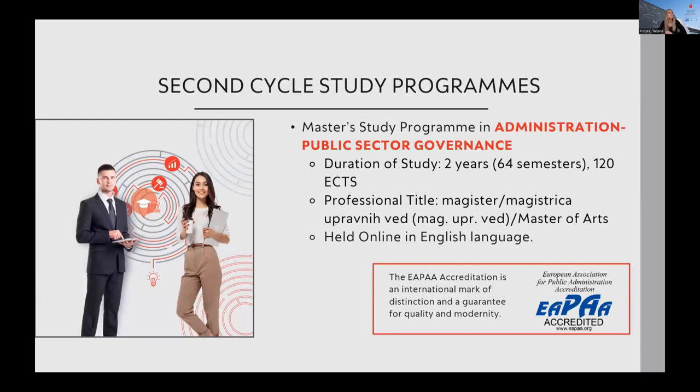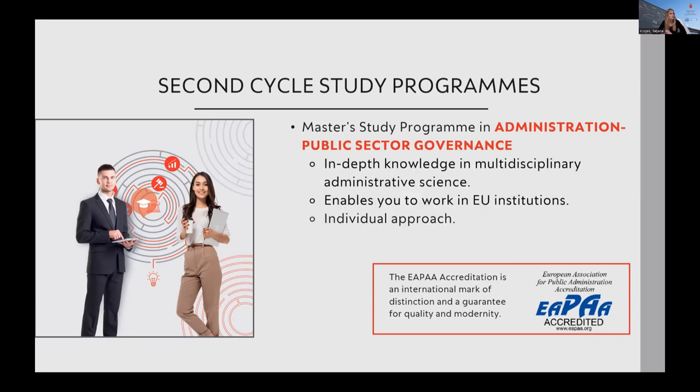And the second cycle program is the Master Study Program in Administration, Public Sector Governance. It also lasts 2 years and you get 120 ECTS and the title Master of Arts. This one is also accredited by EAPAA, and we also have this one in English. If you want, you can also be part of the students from Slovenia. For Slovene students, we also have it in Slovene, and we also have this program online in English. It is important that this is the only second cycle program which is in English. The bachelor programs are not in English. Can you go further, please?